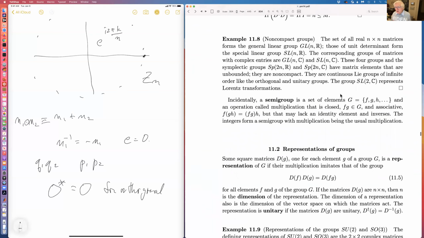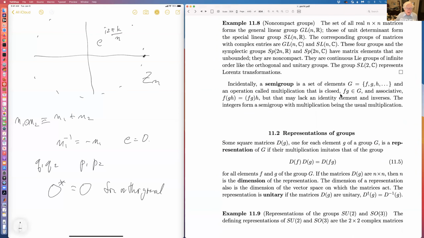So there are also non-compact groups, and in particular, the Lorentz group is non-compact. The set of all real n by n matrices is non-compact. That's called the general linear group. And if you impose that the determinant is unity, then it's SL(N,R), the special linear group. And if you allow the matrices to be complex, then it's GL(N,C). And if you say the determinant is 1, then it's SL(N,C).